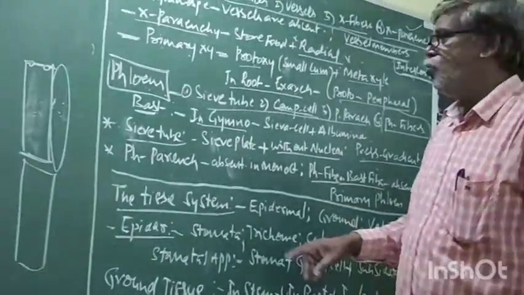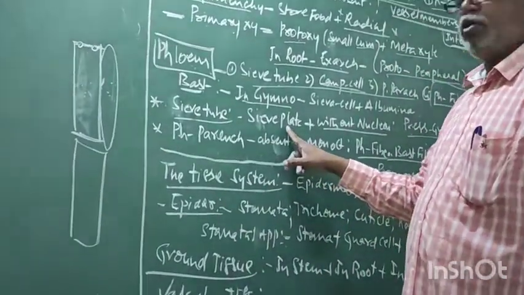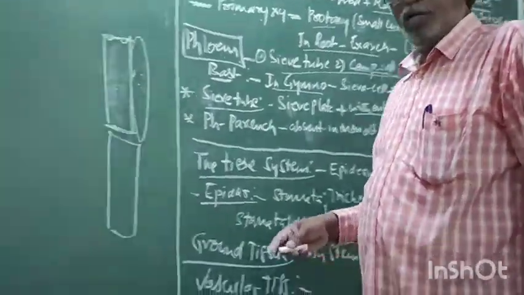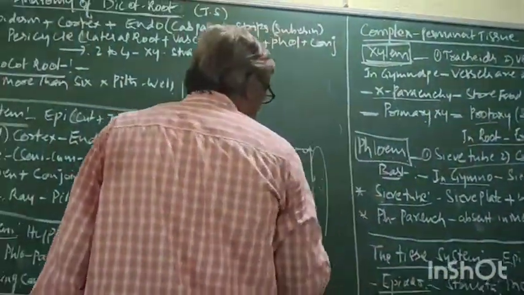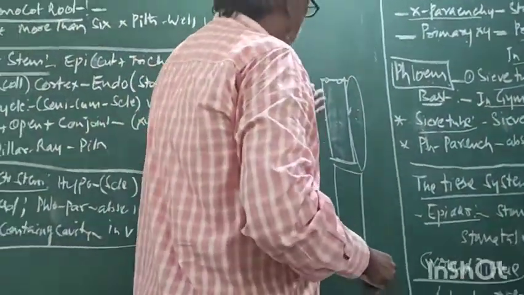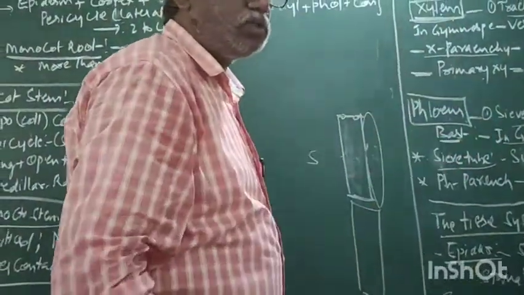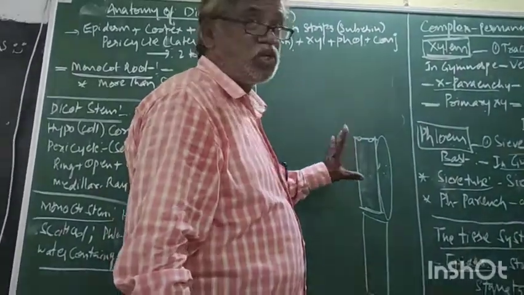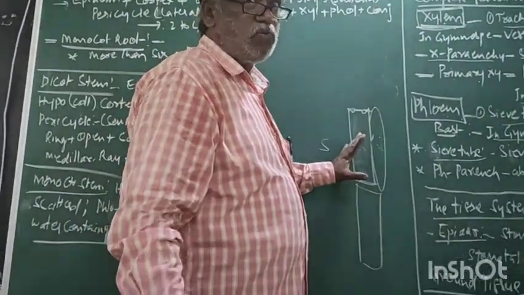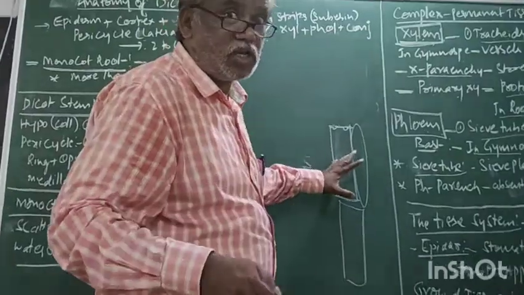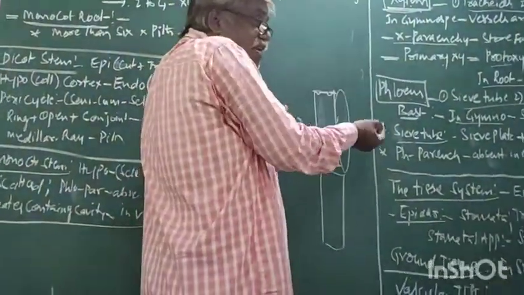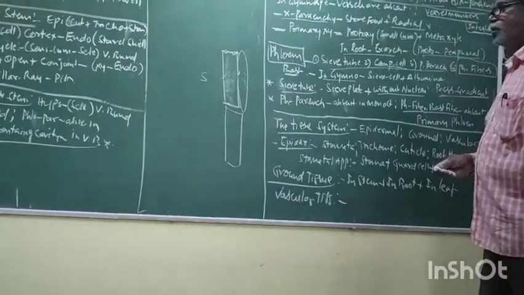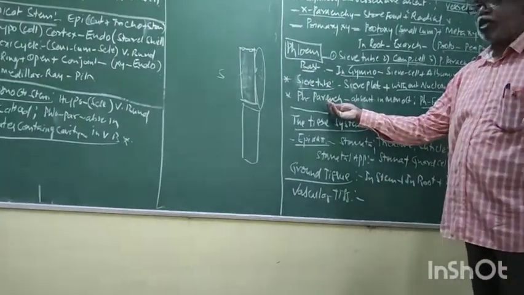The next: sieve tubes have sieve plates and are without a nucleus. Without a nucleus, it is a sieve. The pressure gradient is important for the conduction. The function of the sieve tube is based on the pressure gradient, and the pressure gradient is regulated by the companion cell.